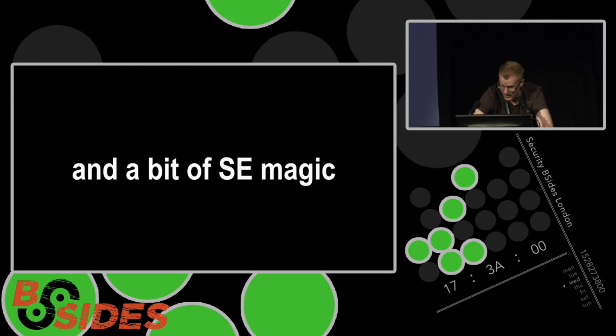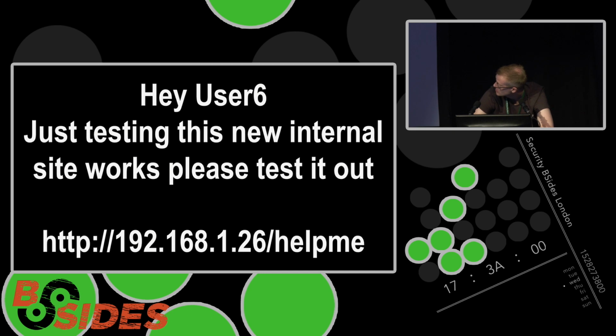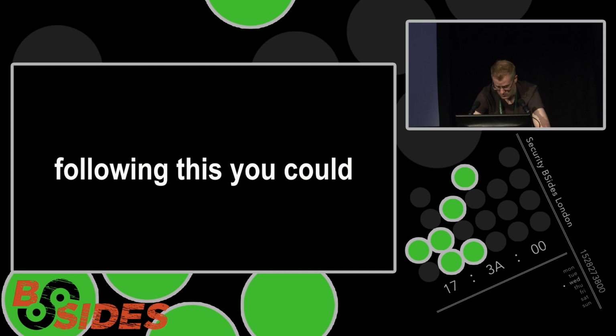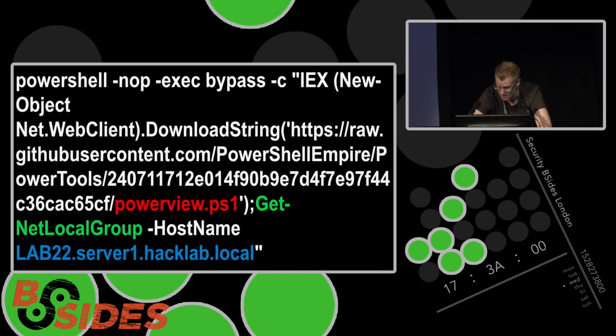I do love SE. Right, so here is the one-liner. So Invoke-Conveigh, console output, yes, yes, yes. And, hey user 6, just testing the new internal site works. Please test it by clicking here. A few seconds later, we get that because people like to help you. So there's the user 6 name, there's the hash. Okay, so you reverse that, and then following that, you can enumerate users who have local admin rights.